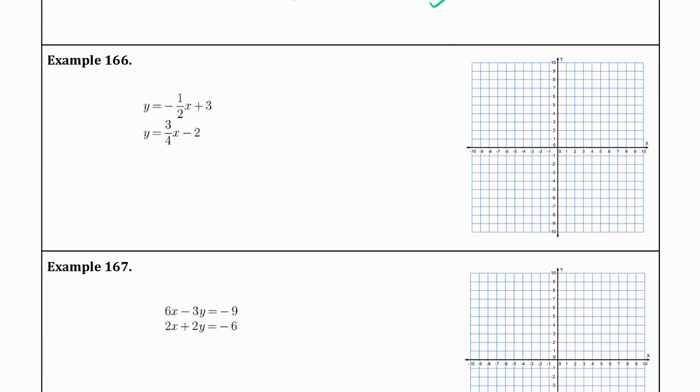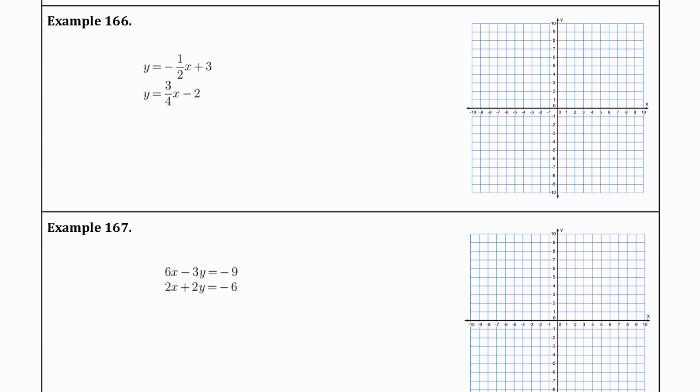Okay, but we are usually only given the equations, the system of equations, and we're not usually given our solution. We're usually trying to find our solution. So here in this section, we're going to be finding our solution by graphing. So if we have two linear equations, y equals negative 1/2 x plus 3, y equals 3/4 x minus 2, we're going to graph each one on a coordinate plane.